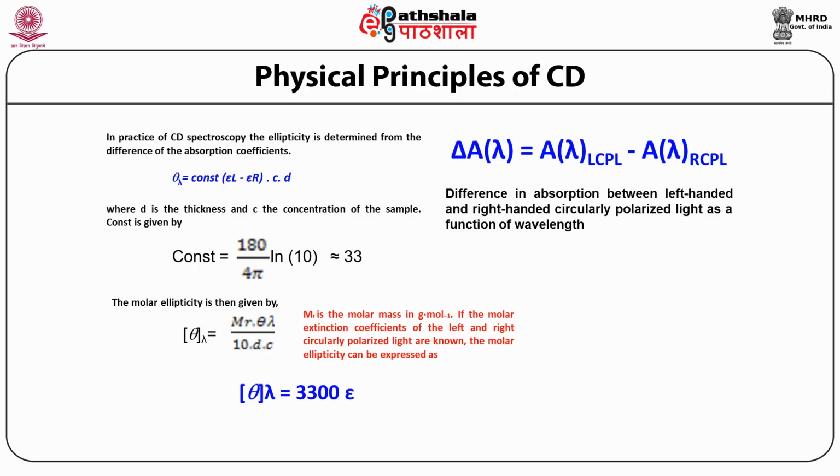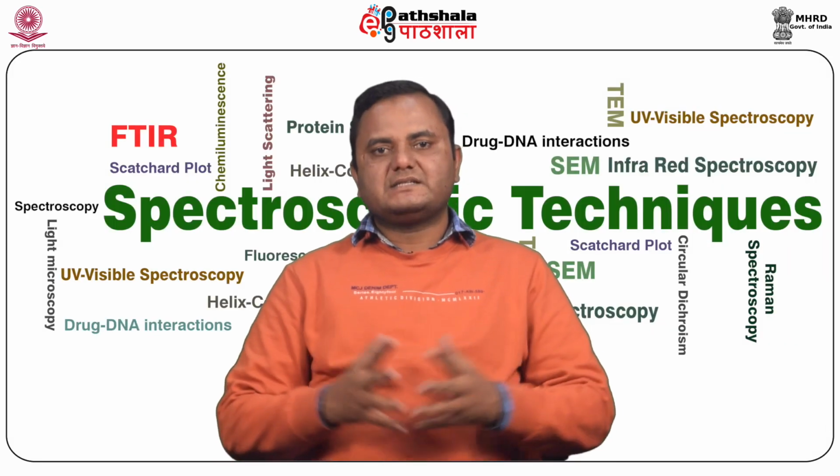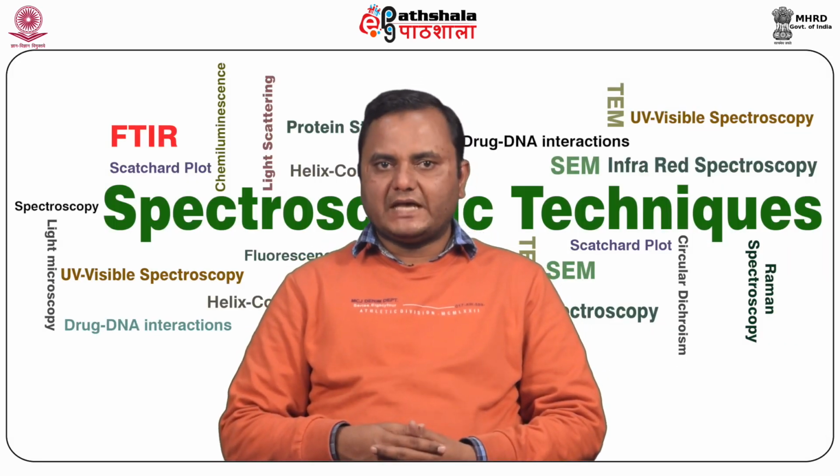times delta E. Delta A at a particular wavelength equals A of the left circularly polarized light minus A of the right circularly polarized light. So the difference in absorption between the left-handed and right-handed circularly polarized light is plotted as a function of wavelength in the form of a CD spectrum. Now we discuss some common applications of circular dichroism.